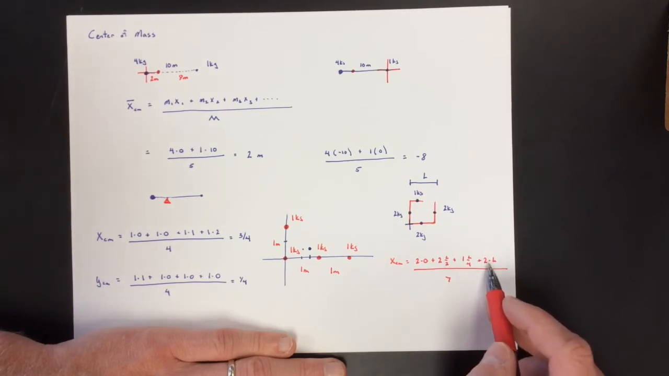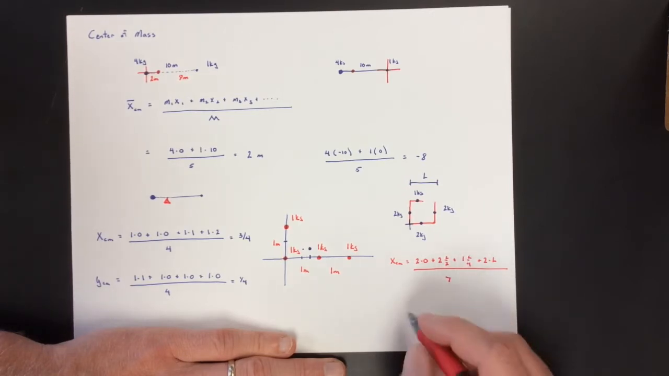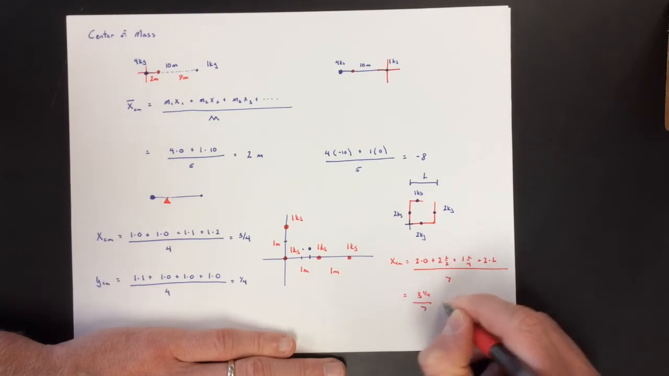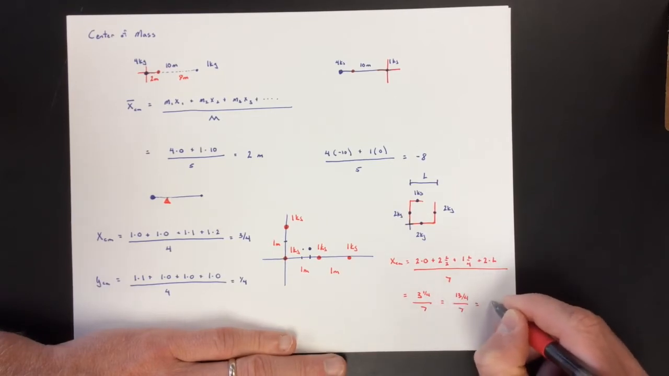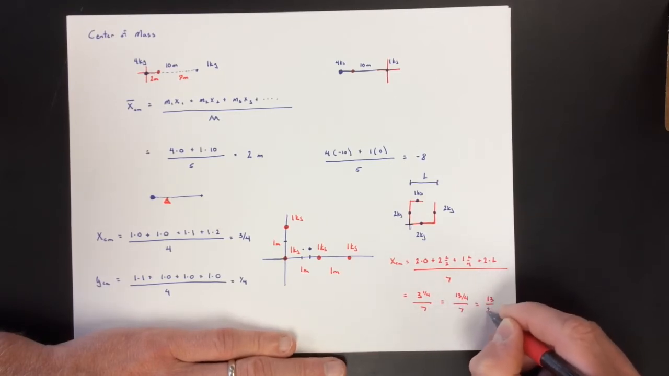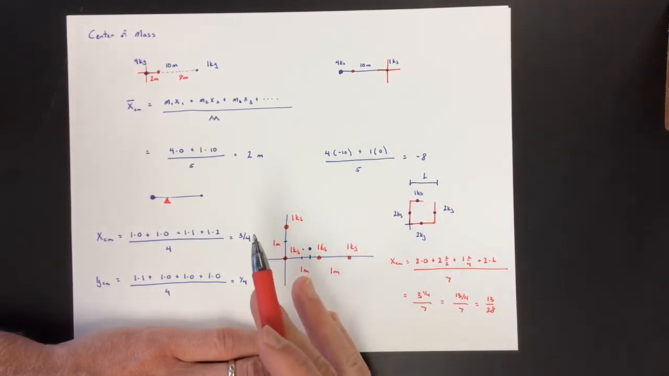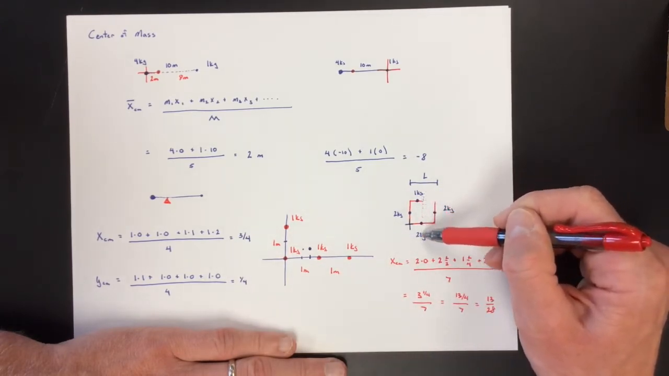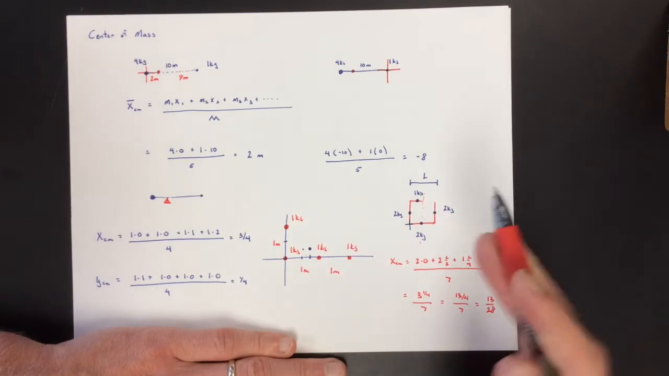Okay, so that's 2 plus 1 is 3, plus a quarter. So that's 3 1/4. 3 1/4 over 7. So that's 13 over 7, which is 13 over 28. And as we expected, our x center mass is slightly less than half, right? Because there's just a little more mass to the left. If you drew this down here, there's more mass to the left of this red and to the right of this red. So our x center mass is just to the left.